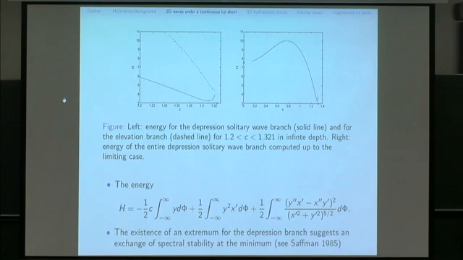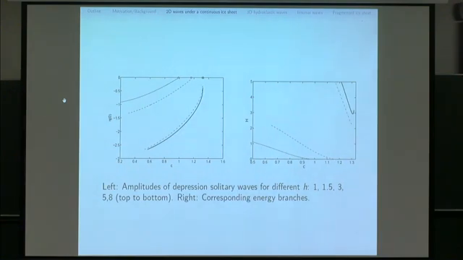If I plot the energy or the Hamiltonian of this problem, if you look at the right graph, you'll see this is the energy of the depression solitary branch, and there are one minimum here and one maximum there. Again this may suggest an exchange of stability of the steady solutions. And this changes a little bit when you look at finite depth.